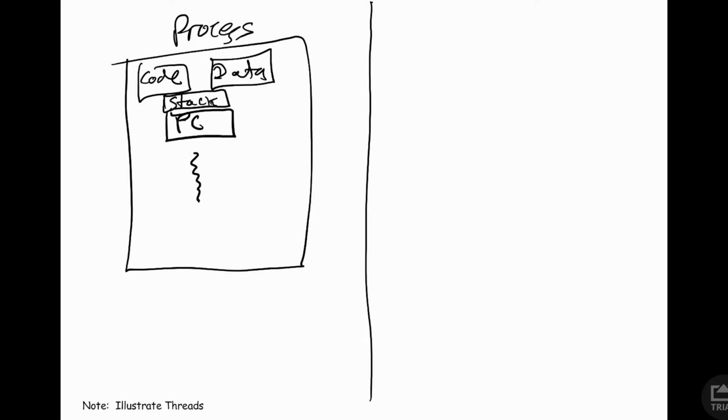Now it's drawn as a squiggly vertical line because if you imagine your code here, your code has instructions. First you execute instruction 1, execute instruction 2, execute instruction 3, and so forth, right? So they often draw that or connote that with a squiggly line. So that's what a process is. So let's take a look at a multi-threaded process.